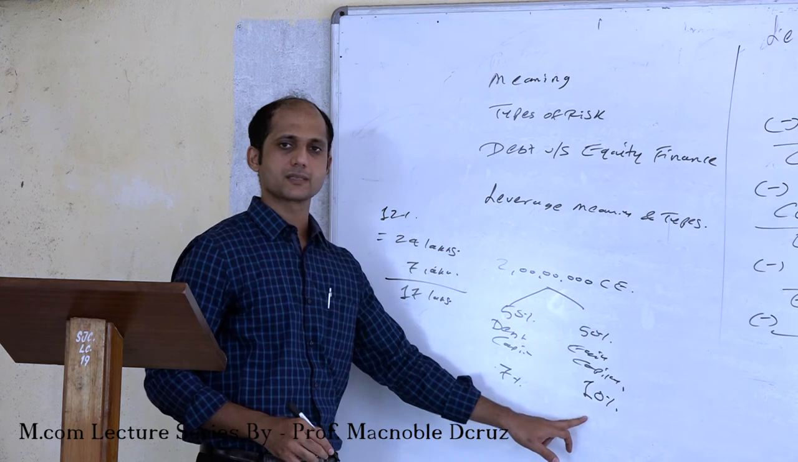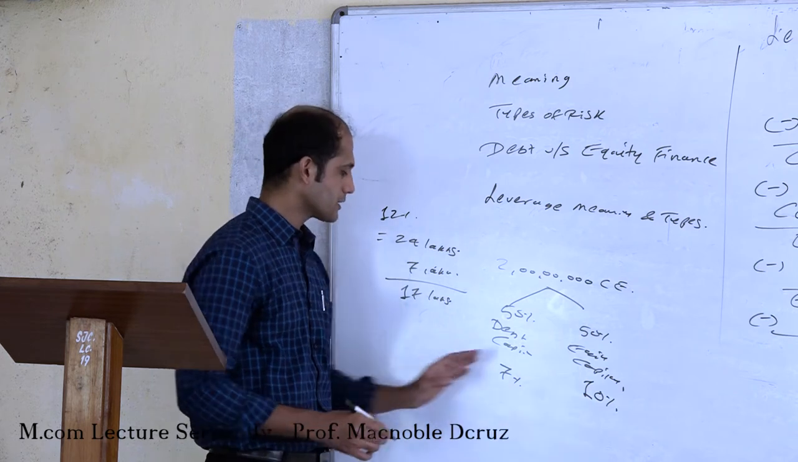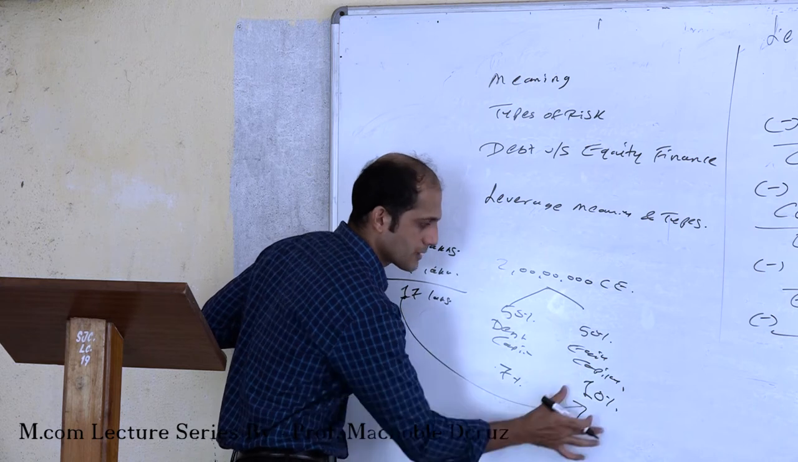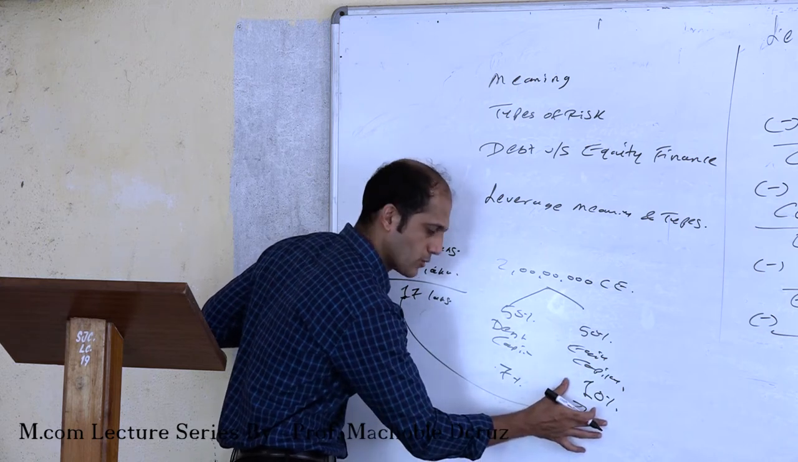1 crore at 10%, 10 lakhs. But the equity shareholder will get 17 lakhs, because whatever is left over is available to the shareholder.